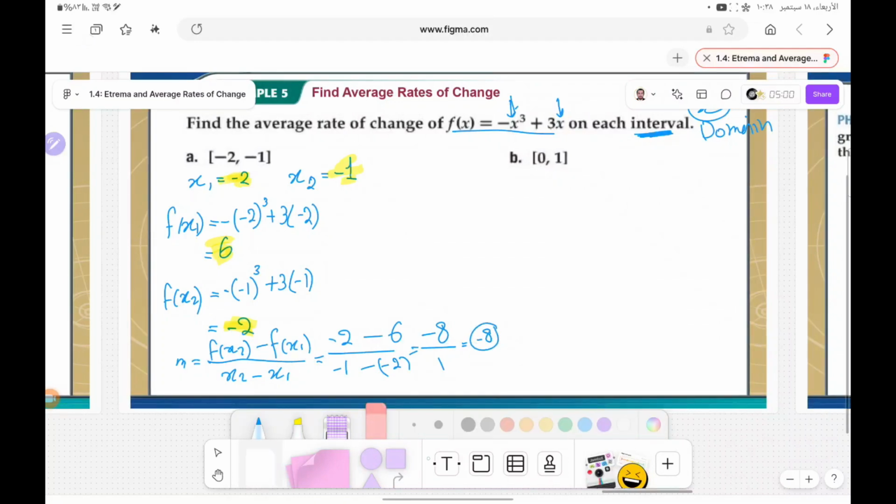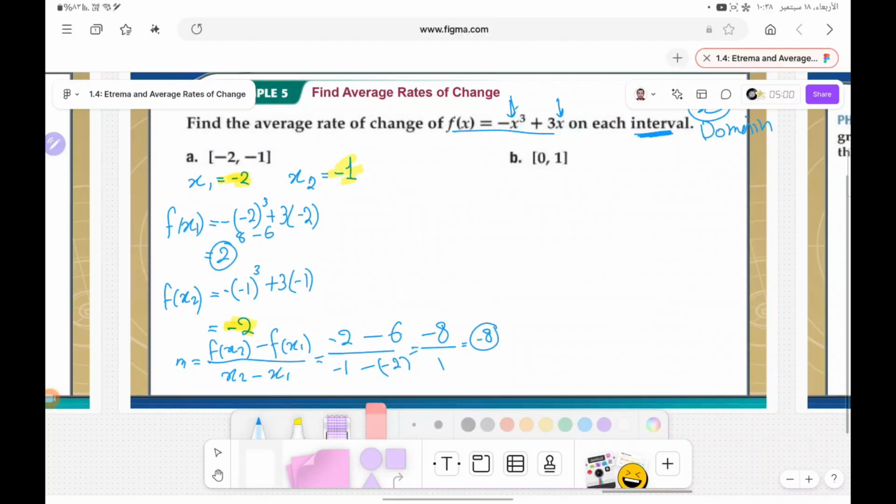Oh, sorry, I made a mistake. Here the answer is not 6. I just wrote the answer very quickly. Here it's -2, so this one will be 8, minus 6, which is equal to 2. Sorry, the answer here is 2.